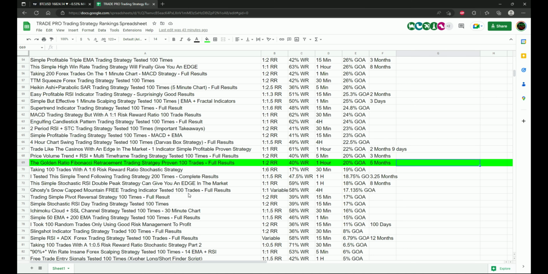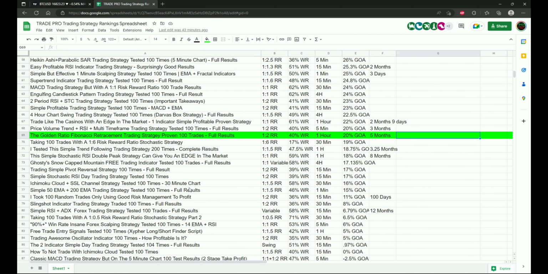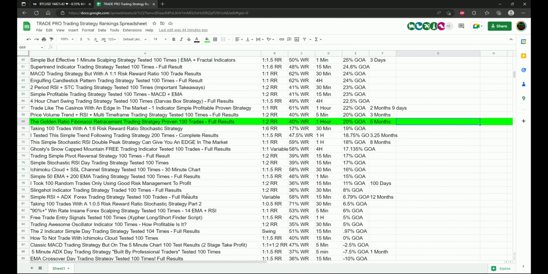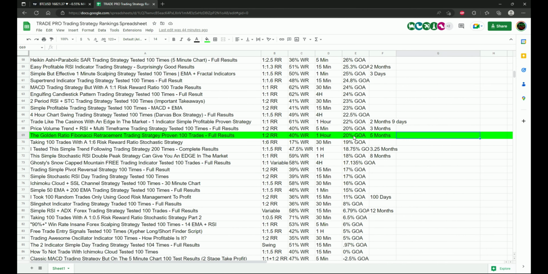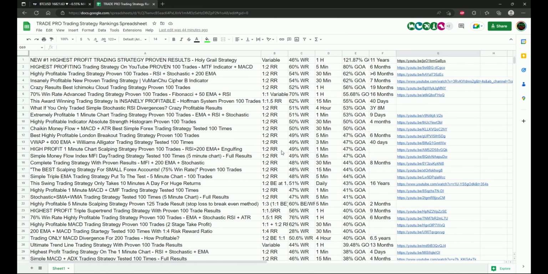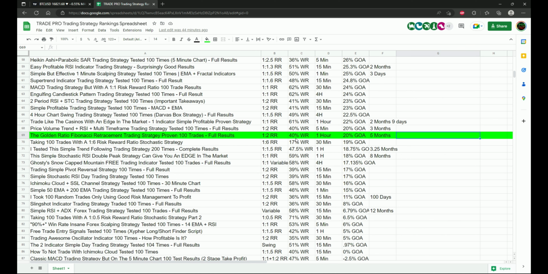All right, so here it is on the strategy ranking spreadsheet at spot number 69 out of 91 strategies tested now on the channel. So it's not doing very well. It's kind of on that low end with 20% gain on the account, and in 5 months, that's just not that great. If we take a look at some other 1 to 2 risk to reward ratio strategies, a lot of them are falling in these top spots. So if you can get up in that high 40% win rate, even 50% win rate with a 1 to 2, then that is spectacular. But being at 40, it is on that lower end of the spectrum.